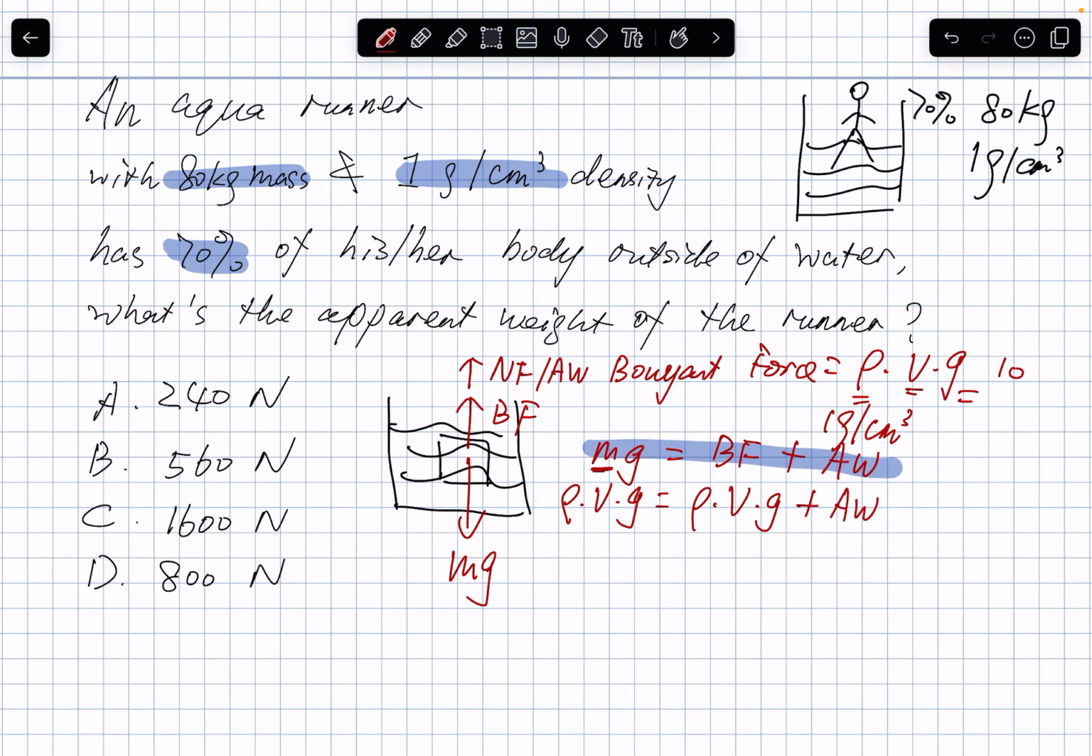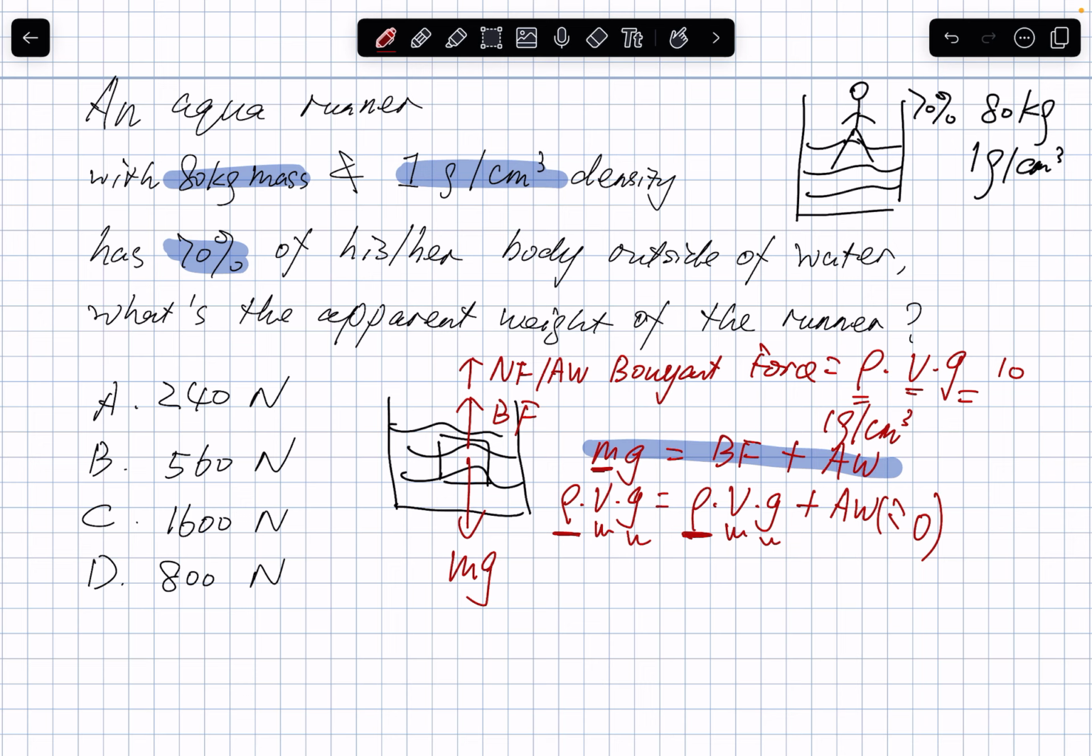All right, so then if I say this object's density is 1 gram per centimeter cubed, that will be the same density as water, right? So basically this thing equals this if they have the same density. And if it's fully submerged, then we know this V equals this V, and this g equals this g. Then for this equation to hold, my apparent weight has to be 0, right?